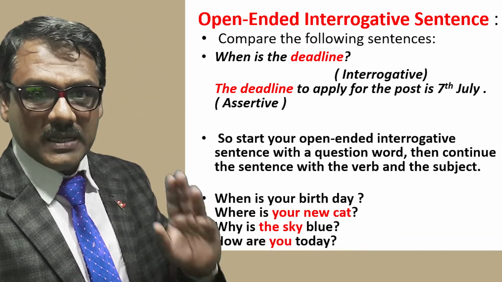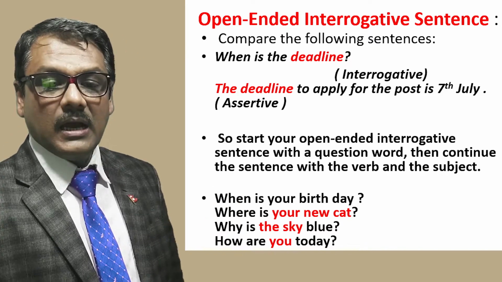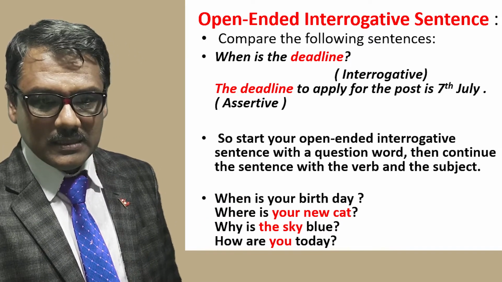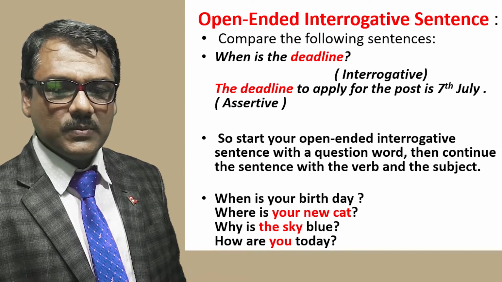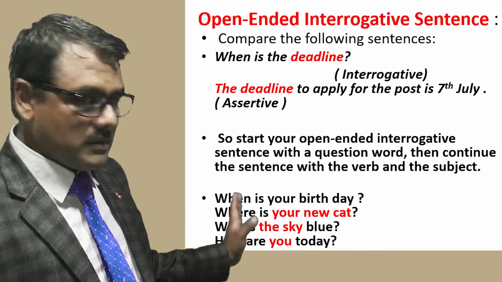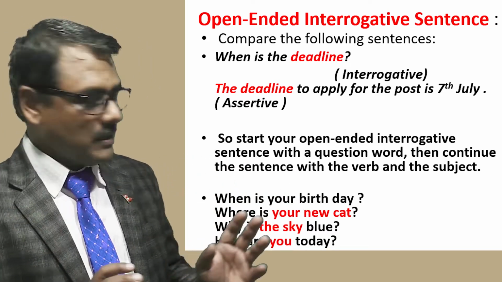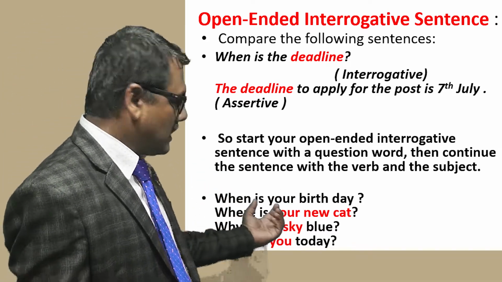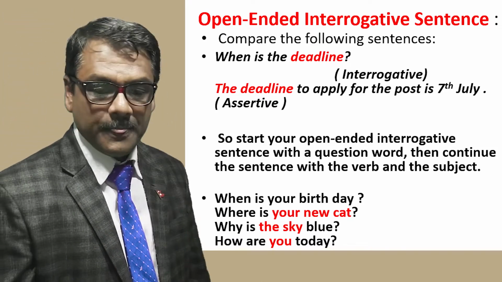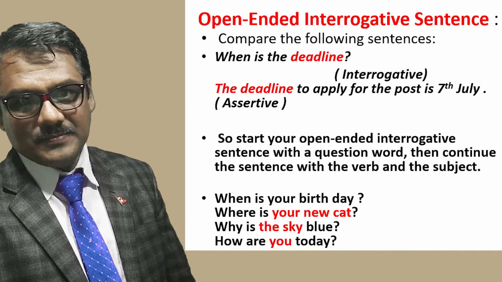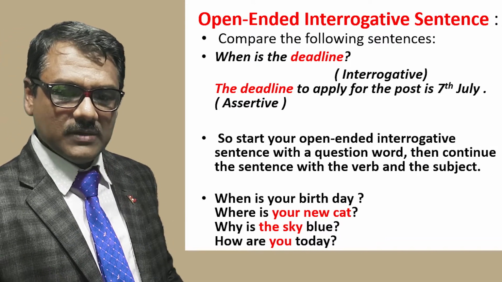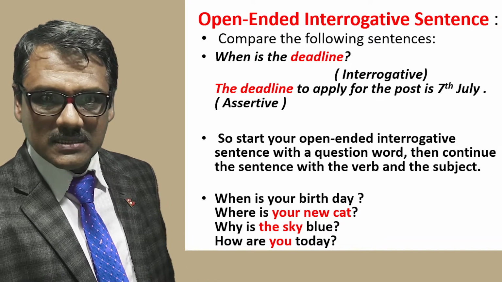Let me read it for your convenience. So start your open-ended interrogative sentence with a question word, then continue the sentence with the verb and the subject. Okay, and for more explanation, look at the examples put at the end of the slide, let me read them. Now, when is your birthday? Here in this sentence, when is the question word, is is the verb, birthday is the subject.